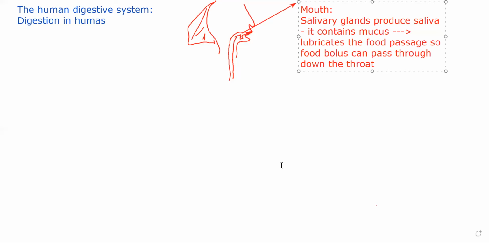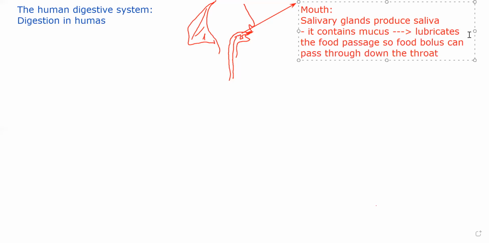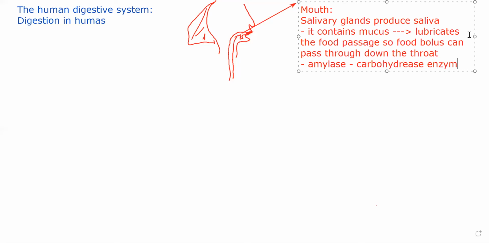What else does it contain? It contains an enzyme as well. Which enzyme? That is actually amylase. Amylase is a carbohydrate enzyme, which means it works for carbohydrates only. When I'm talking about salivary glands, here you can see these are the salivary glands, in case you are thinking where they are.